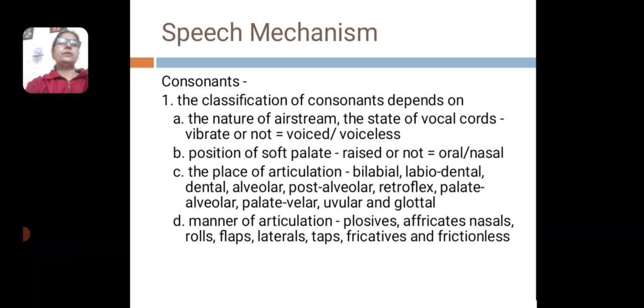Then comes the place of articulation. According to the place of articulation, the consonants are divided as bilabial, labiodental, dental, alveolar, post-alveolar, retroflex, palato-alveolar, palatal, velar, uvular, or glottal. The last is the manner of articulation, in what manner they are produced: plosives, affricates, nasals, rolls, flaps, laterals, taps, fricatives, or frictionless. And we shall decide all these in the coming slides.